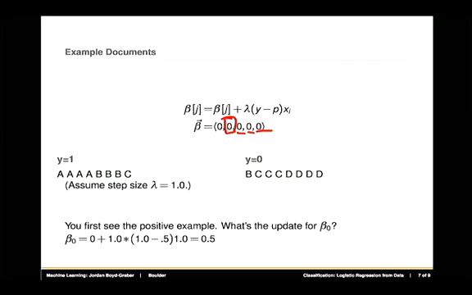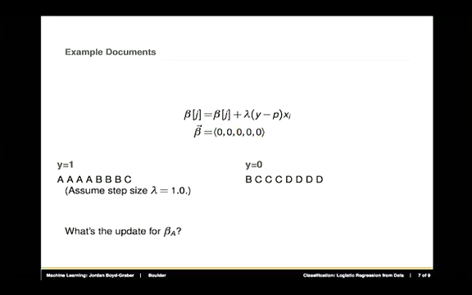Okay, all right, so now let's move on to beta A. Let's compute the update for beta A. And notice that for beta A, you have 1, 2, 3, 4 A's in this document. The old one is 0, plus 0, plus 1.